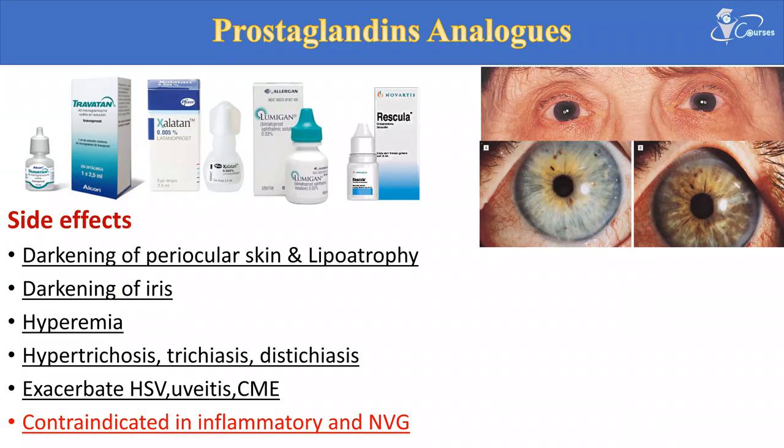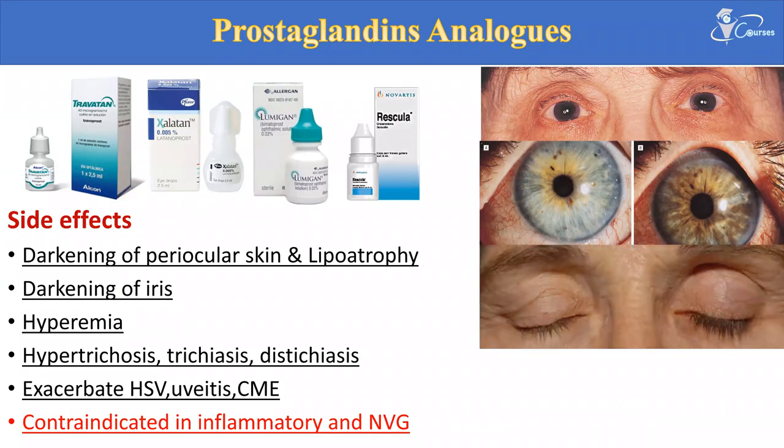Also, one of the common side effects is hypertrichosis. Hypertrichosis, trichiasis, and distichiasis: these prostaglandin analogs are like hair tonics. They will promote the growth of hair. You see the eyelashes here are becoming elongated in contrast to the other eye. Also, the orbital fat is absorbed in contrast to the other eye. So this picture clearly demonstrates the effect of the prostaglandin analogs.